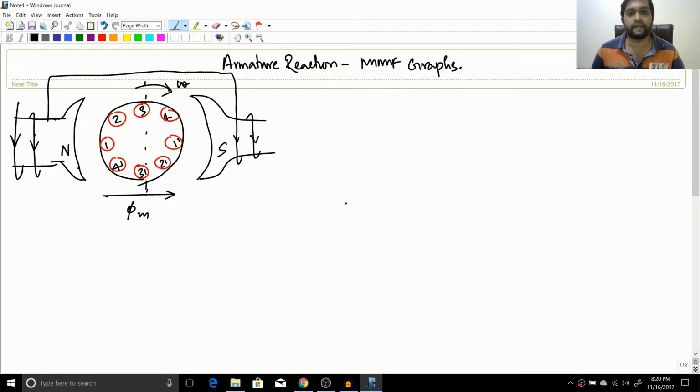Now remember that already we have extensively discussed armature reaction. For that you can see the previous videos. I'll try to put up a card for that. But this particular session will be only based on certain graphs. Now this is the diagram which we have all known till now. This is a very familiar diagram.